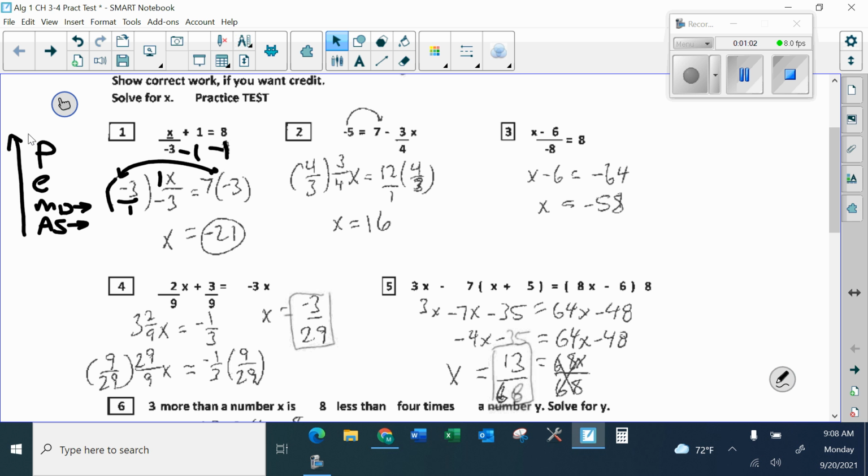Number 2, again, reverse PEMDAS. Now notice what I did here. I looked at the coefficient of the x and saw it was negative, so I brought it over to the positive side, so I don't have to deal with negatives. So I have 3/4 x, and therefore I have to move the constant across. 7 plus 5 is 12. 3/4 x equals 12. I multiply by the reciprocal of 4/3. Whatever you do to one side, you do the other side. The 3 cancels with the 12 4 times, and 4 times 4 is 16.